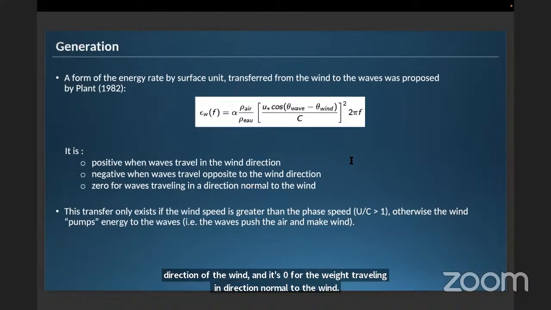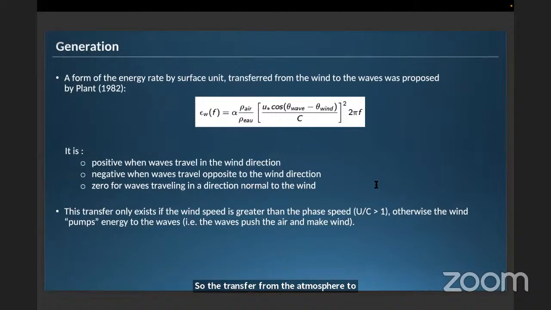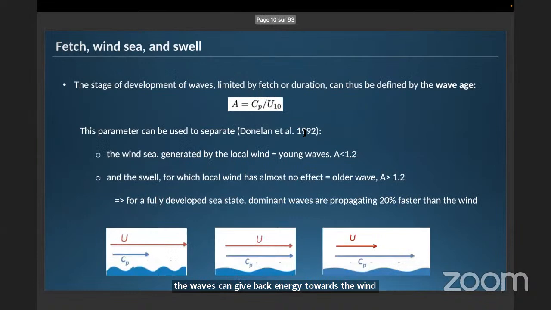So the transfer from the atmosphere towards the waves exists only if the phase speed of the wave is lower than the wind. Otherwise, if the waves travel faster than the wind, then the waves can give back energy towards the wind. So this is quite important. It's something that we use a lot.